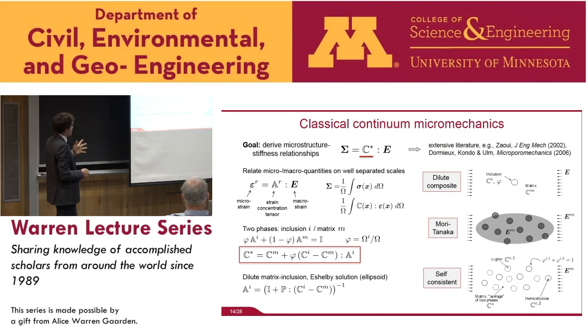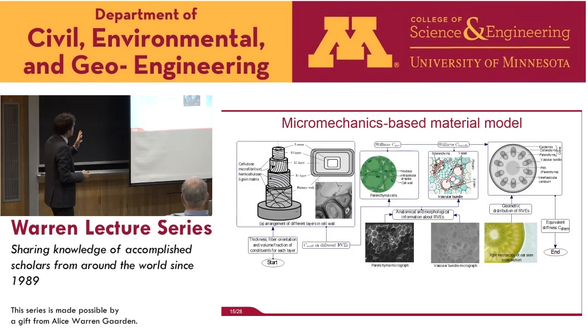The important thing to realize is we can apply these homogenization schemes if we have some idea about the geometry of the inclusion, because then we can find the strain concentration tensor, if we know the elasticity properties of the microstructure components, and if we know volume ratios between the different components. So this is an overview of our micromechanics-based material model.